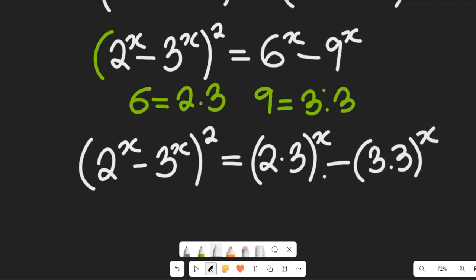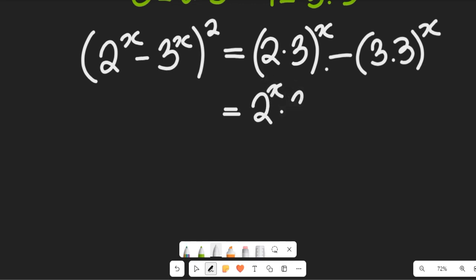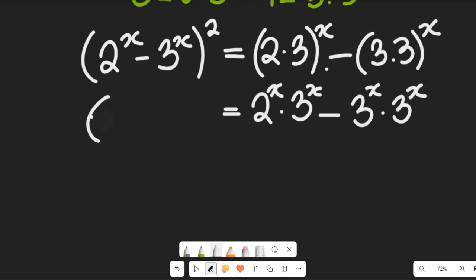the power of x. Now according to the law of indices, I can separate this so that 2 and 3, and 3 and 3 will have the same value of x. So that expression can give me 2 to the power of x multiplied by 3 to the power of x, minus 3 to the power of x multiplied by 3 to the power of x. And over here, I can have this to become 2 to the power of x minus 3 to the power of x, all squared.